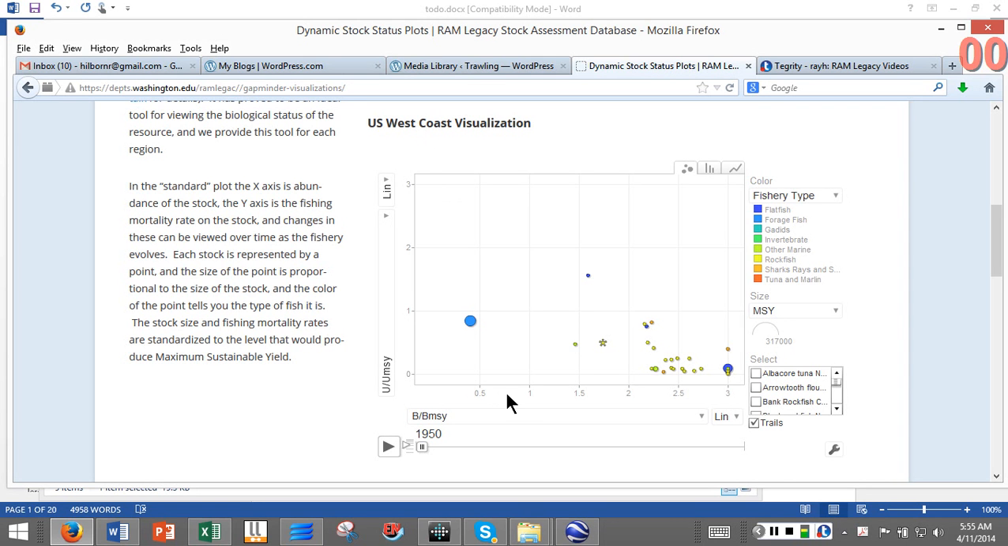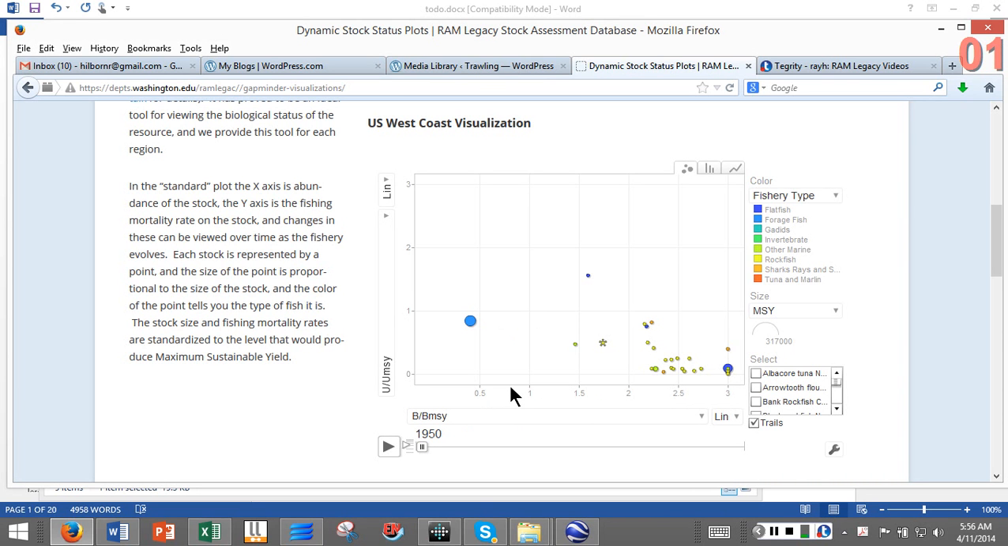The x-axis down here is a measure of the stock size, the stock biomass in any year divided by the biomass that would produce maximum sustained yield. The y-axis is a measure of fishing pressure, the current exploitation rate divided by the exploitation rate that would produce maximum sustainable yield. If we wanted to maximize long-term yield, we'd want to see the points cluster around 1, 1, roughly right here. On this graph, each point is an individual stock for the year shown at the bottom.